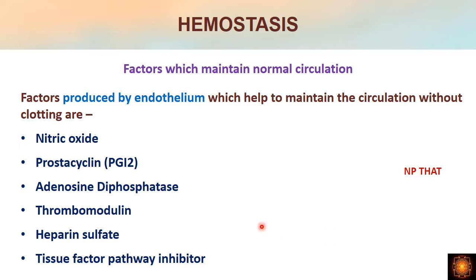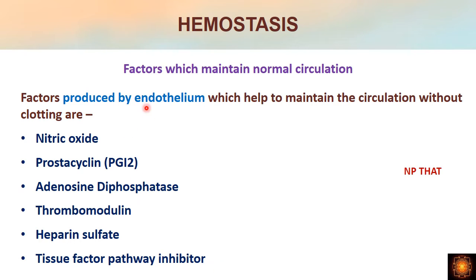Now, what are the factors which maintain the normal circulation? Normally in the blood circulation, we don't have clot formation or stoppage of the flow of blood. So, what are the factors which help to maintain the blood in the fluid state? These factors are mainly produced by the endothelium. They are nitric oxide, prostacyclin, adenosine diphosphatase, thrombomodulin, heparin sulfate, and tissue factor pathway inhibitor.